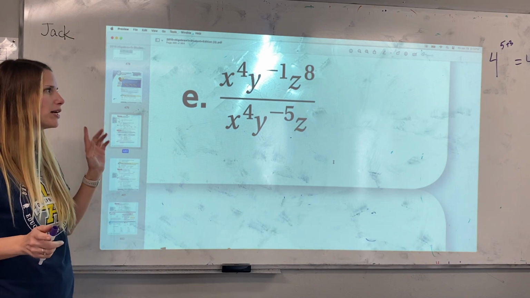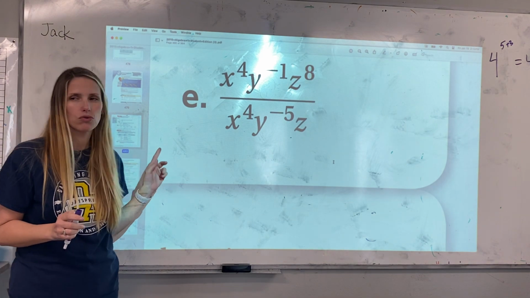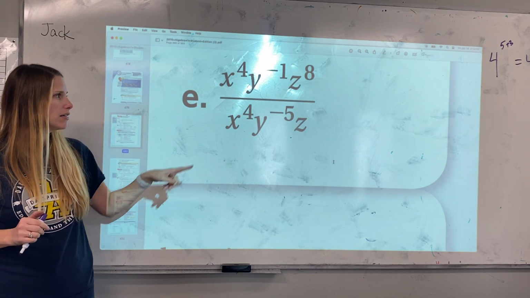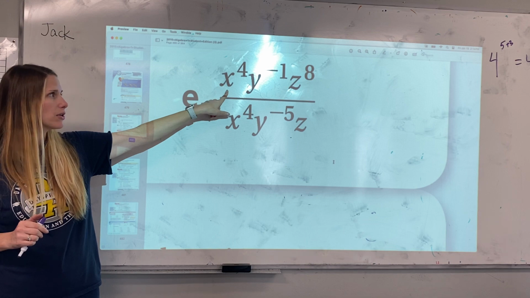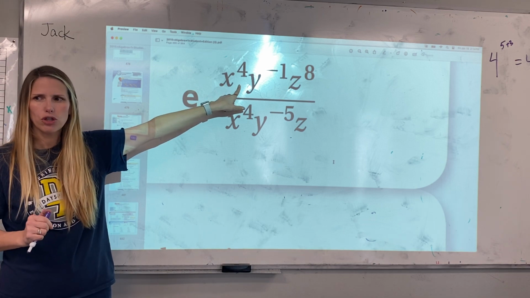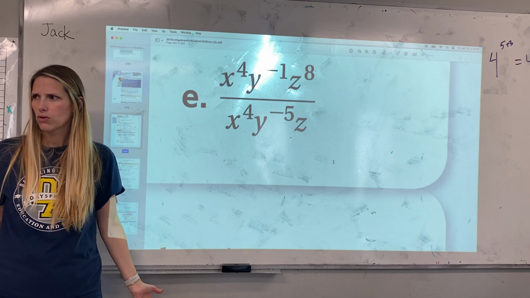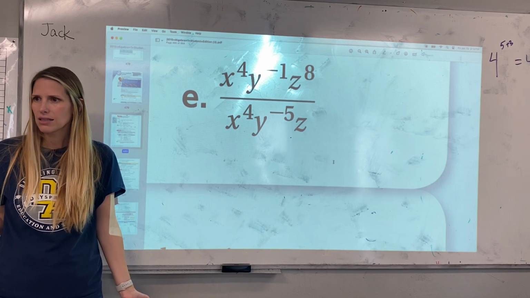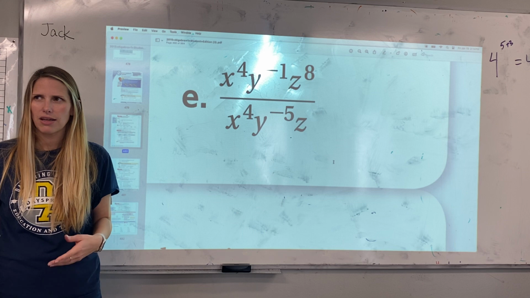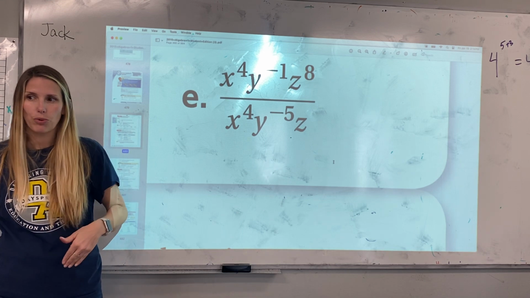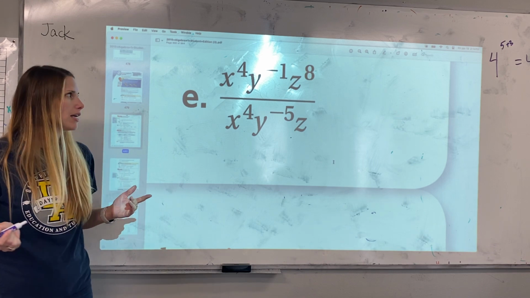So Uriah pointed out something that's gonna make this really easy, really quick. His eyes immediately noticed x to the fourth in the numerator and x to the fourth in the denominator. Those are the same thing, so you can cancel them. It's just like if you have 2 over 2, or 10 over 10, or 9 over 9, or 6.3 over 6.3. They cancel.